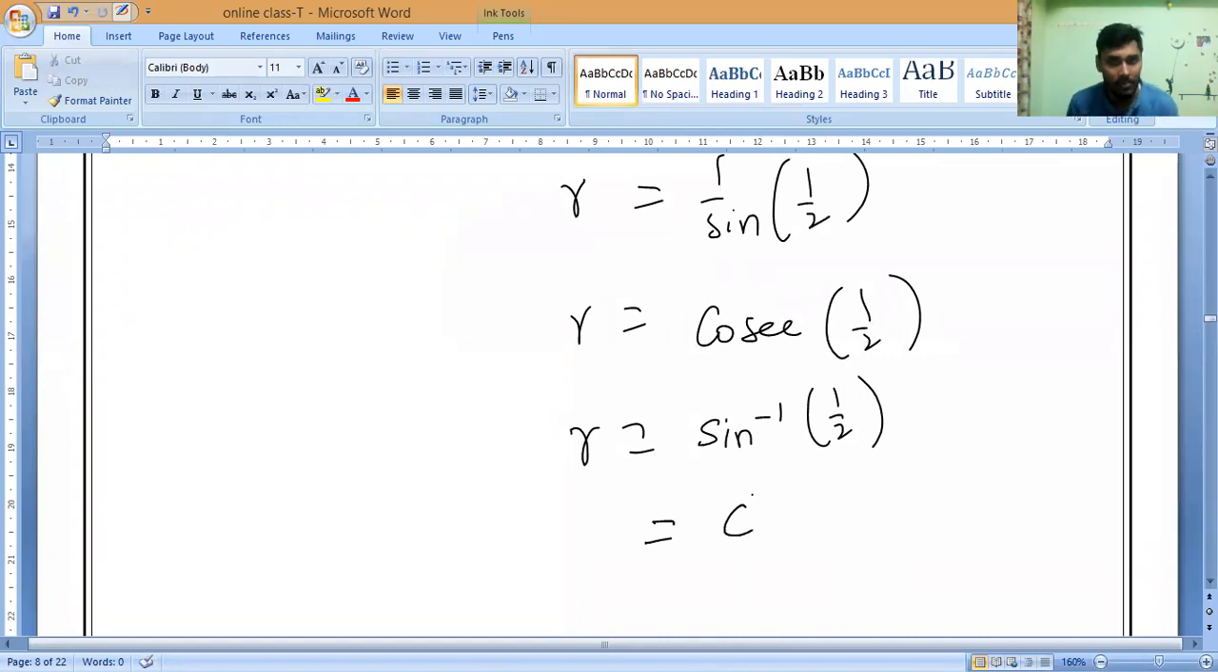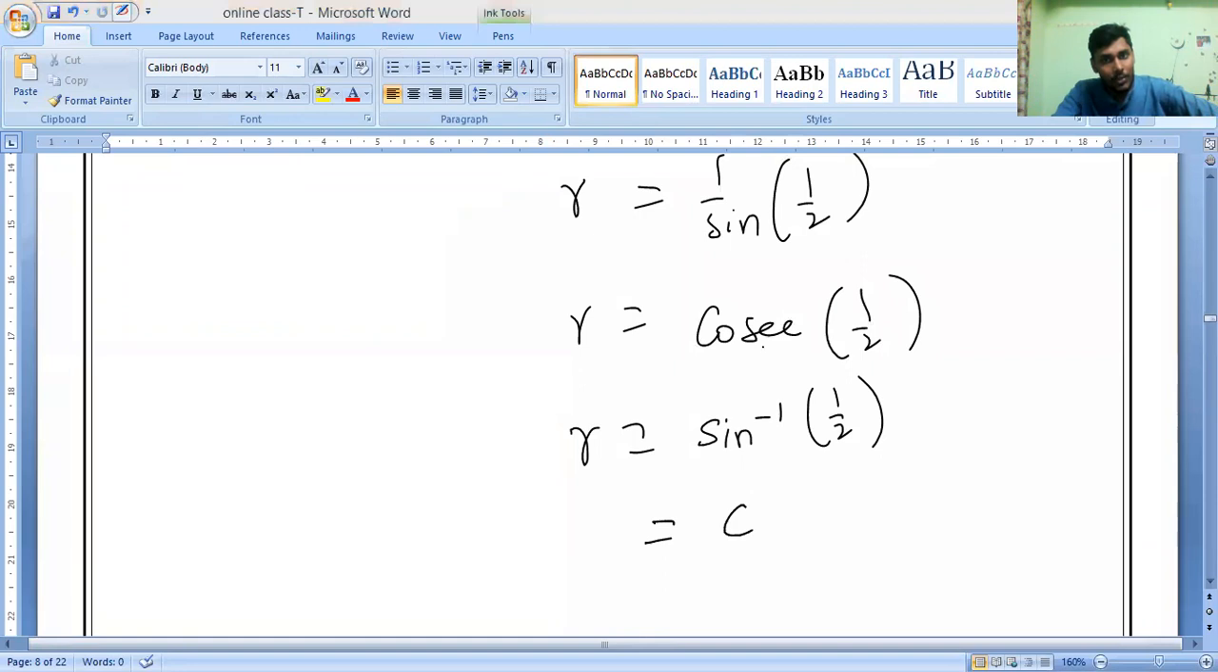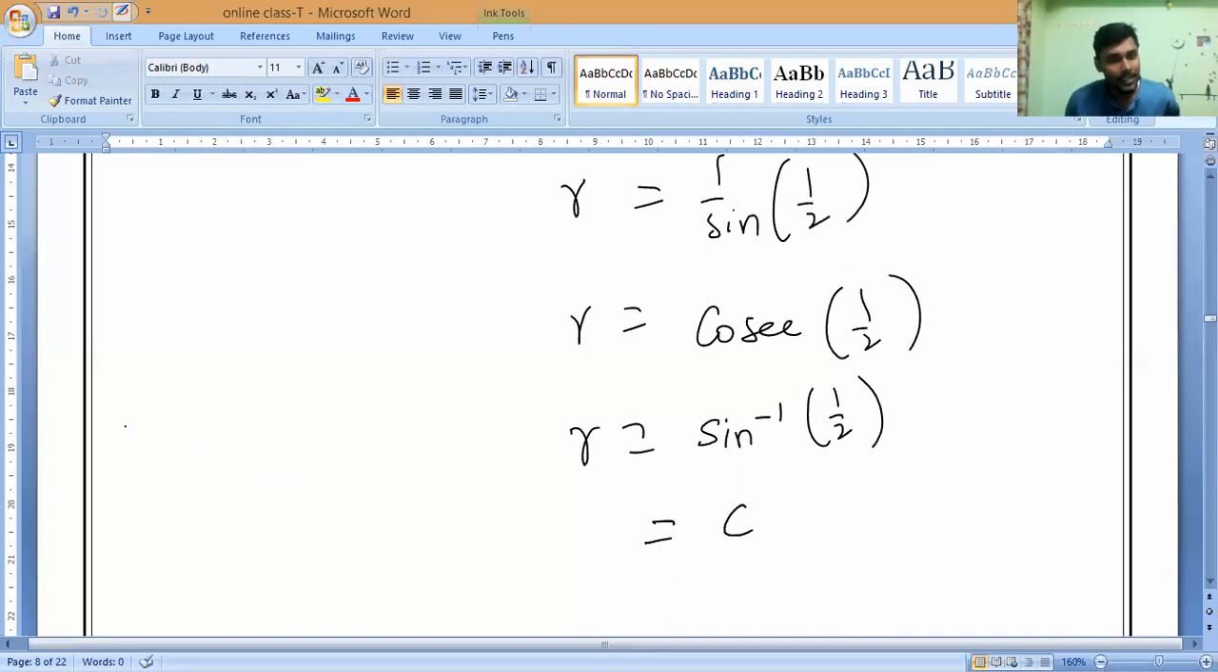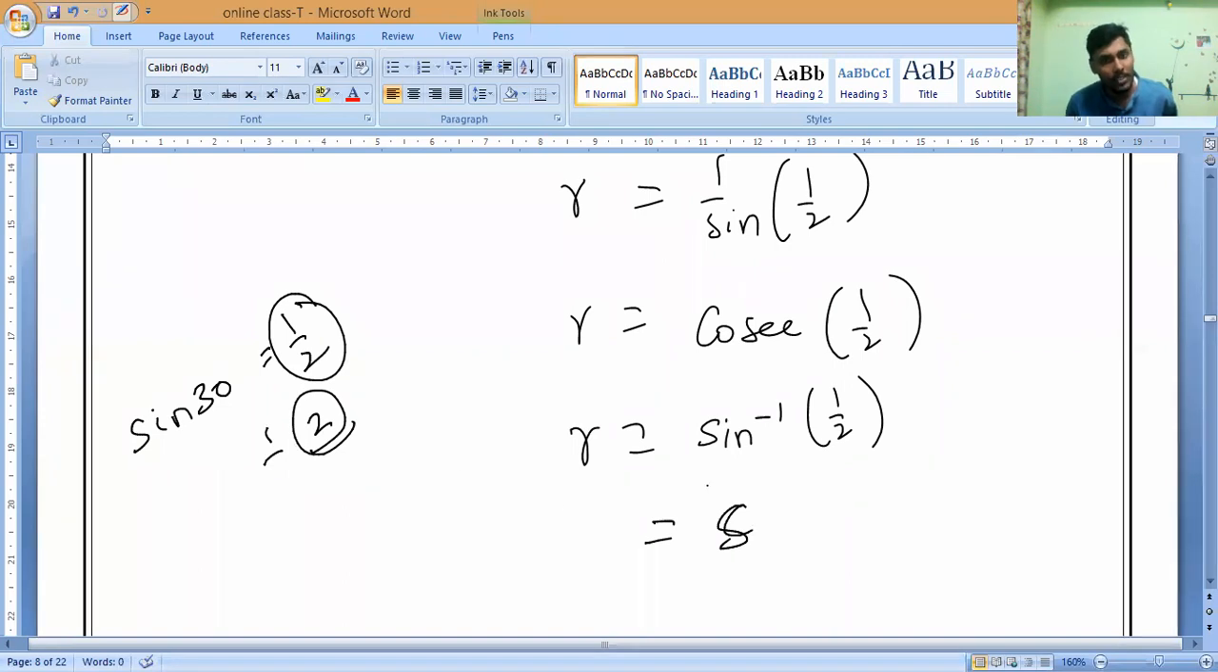So what is the value of sin inverse of 1 by 2? You can check it. The 30 degrees value: sin 30 is 1 by 2. Sin inverse they are saying. 45 is 1 by root 2 only. So sin inverse of 1 by 2 is 30, and it will become reverse. So sin inverse of that will become 2, meaning what will it become?